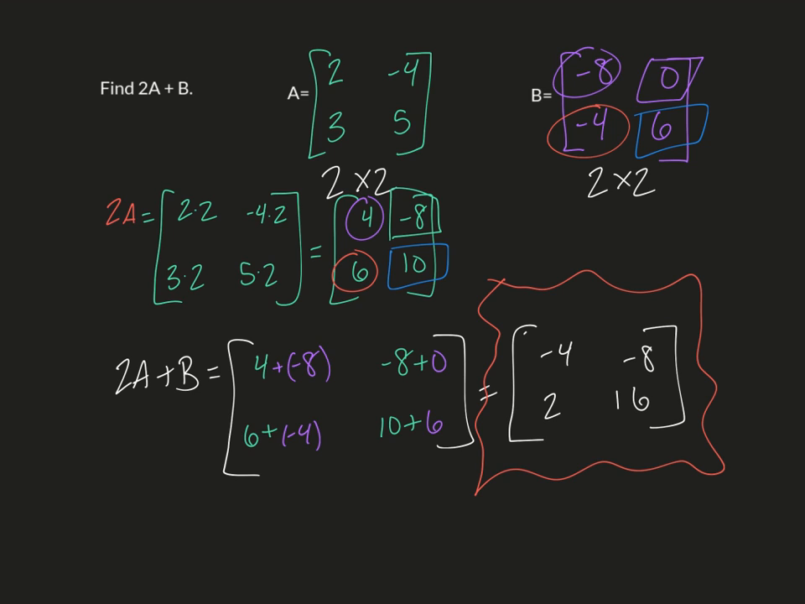That's the final answer. So just kind of break it down step by step. I do the scalar multiplication first, and then what I like to do is then just add them or subtract them or whatever it asks you to do.